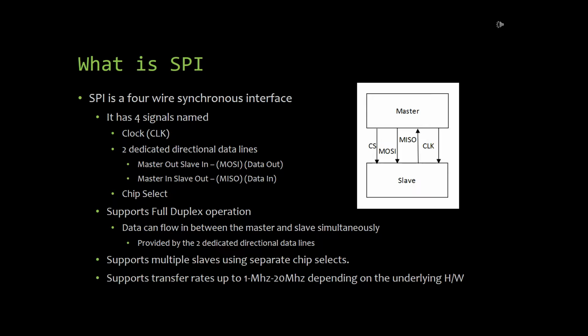It supports multiple slaves using separate chip selects, so that means each part you're trying to access has to have a separate chip select so it knows when to pay attention to the clock and data lines. It supports transfer rates from 1 to 20 megahertz depending on the underlying hardware. Also on this slide is a small block diagram that shows the direction of the signals relative to the master and slave.